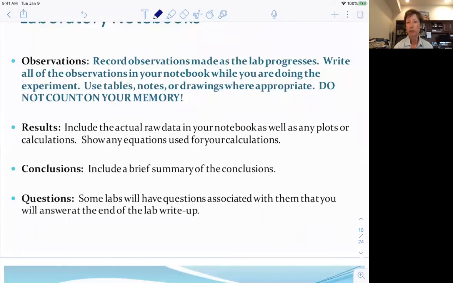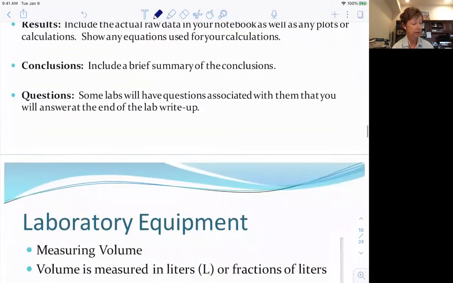When you have a little break, that's a good time to be writing things in your lab notebook. Don't count on your memory, because you walk out of lab and then you wonder what it was you actually used. Be sure in your results to include your raw data, and then any plots or calculations, and the equations you use. Try to be as complete as possible. Then your conclusions will be a brief summary of the things you learned. And then the questions will be follow-up that I will have you answer to help you distill what we've learned in that lab exercise.